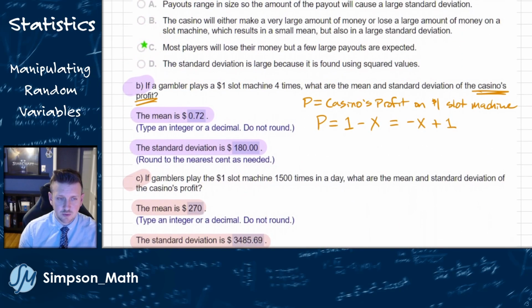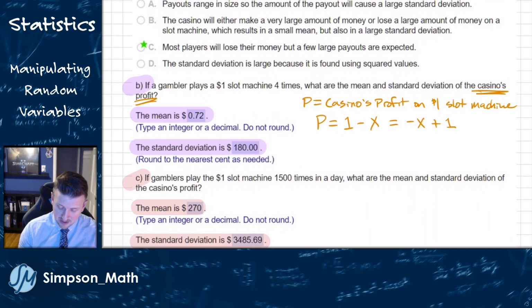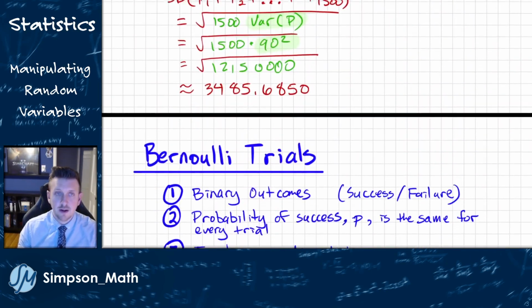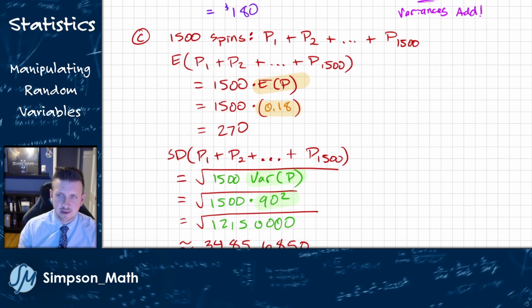The next question says, well, what if gamblers play the $1 slot machine 1,500 times in a day? They just sit there, put the dollar in, pull a lever, wait for the result, put the dollar in, pull the lever, and they do it over and over again, 1,500 times total. Well, what do we expect that to be?